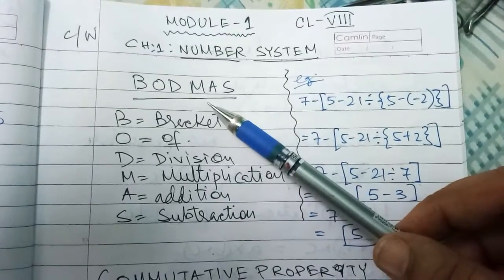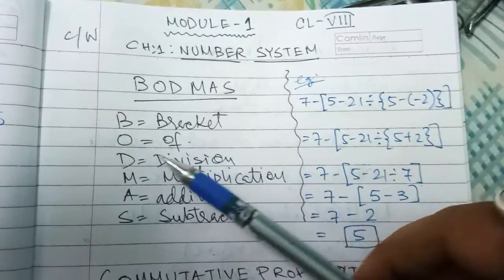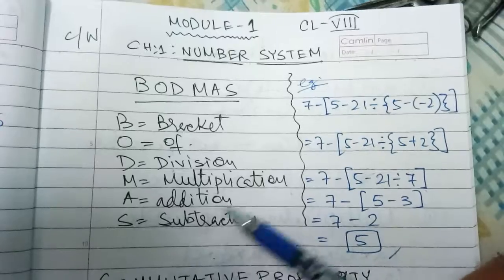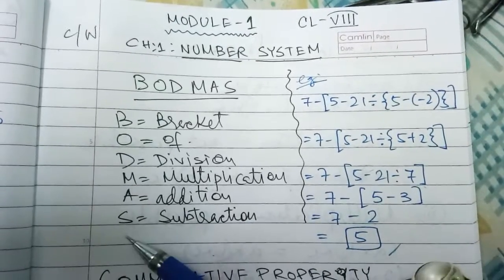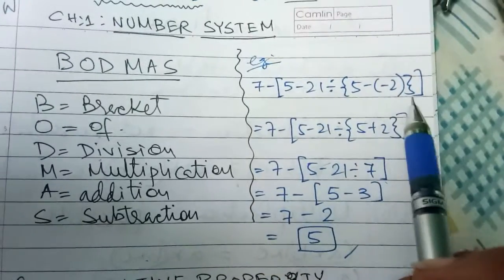From here you know the BODMAS rule. What is the BODMAS rule? B for bracket, O for of, D for division, M for multiplication, A for addition, and S for subtraction. I have taken one example. Just see the question I have written over here.